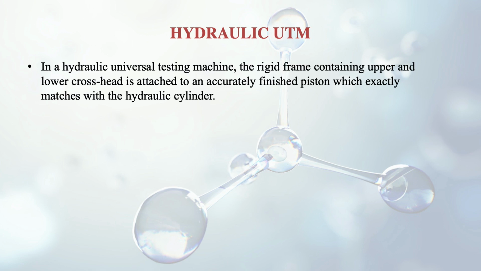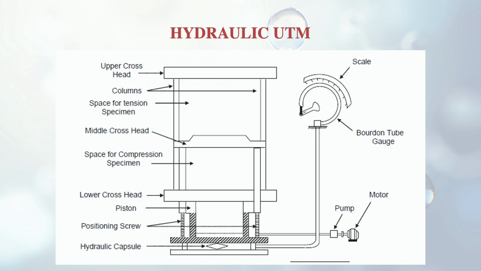So after discussing the electric motor type of UTM, universal testing machine, now we shall move to the other kind of UTM, that is the hydraulic UTM. In a hydraulic universal testing machine, there is a slight difference as compared to the electric one. Here the rigid frame containing the upper and lower crosshead is attached to an accurately finished piston, which exactly matches with the hydraulic cylinder. Since the mechanism is changed a little bit, you can see here in the figure there is the hydraulic system. So a kind of cylinder, a hydraulic cylinder is there, and in the cylinder the piston moves.